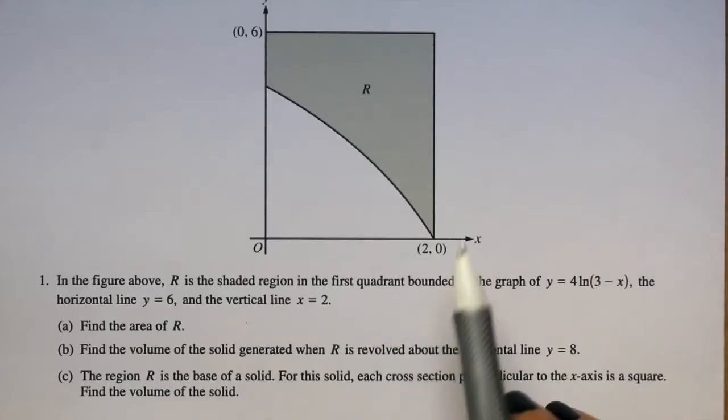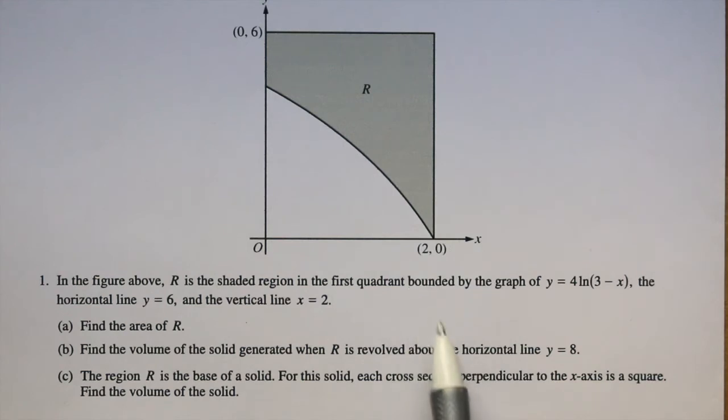For this FRQ, we have a figure for R. It's the shaded region in the first quadrant bounded by the graph of y equals 4 ln of 3 minus x, the horizontal line y equals 6, and the vertical line x equals 2. Part A says find the area of R.